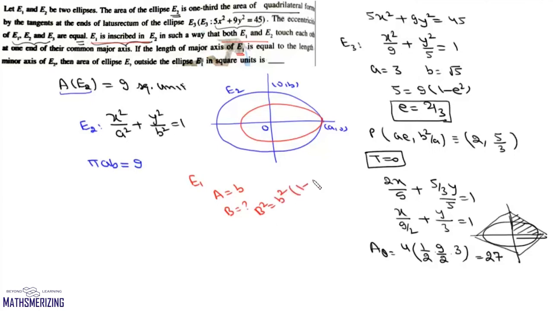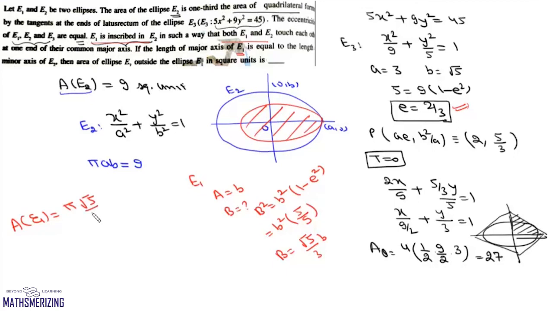So it will be b square into 1 minus e square, and since all three ellipses have the same eccentricity, we can write e as 2 by 3. So it'll be 1 minus 4 by 9, which is 5 by 9. So the value of the minor semi-axis is root 5 by 3 times b. So what is the area of this ellipse E1? The area of ellipse E1 will be pi times ab, where a is b and the other is root 5 by 3 b. So it should be pi root 5 by 3 into b square.